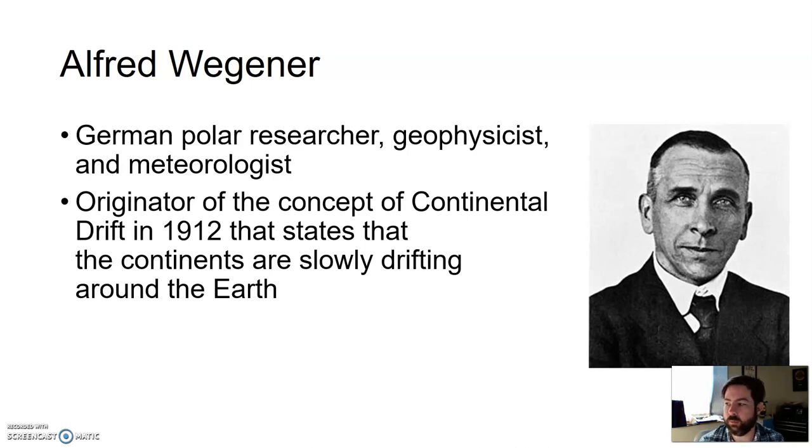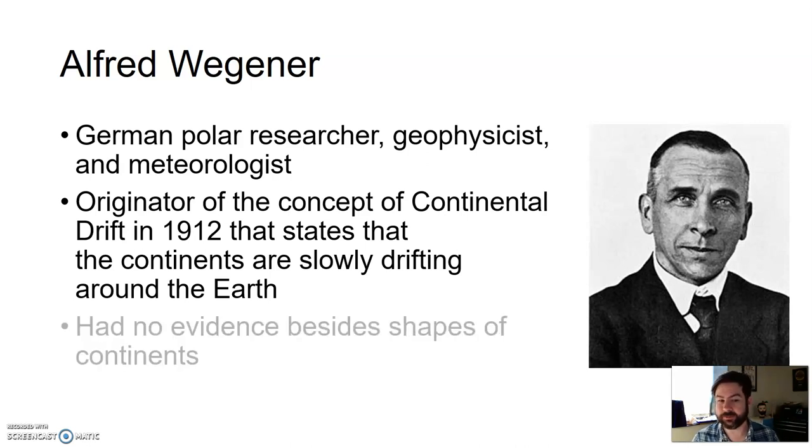Now, the thing with Alfred Wegener, though, if you remember back to Unit 1, he was kind of just flipping through some maps in a book, looked at the shapes of the continents, looks like they kind of matched up, cut them out, kind of moved them together, and was like, oh man, these kind of match up. So that was his notion. So this wasn't a theory at this point, this was just his concept. He had no evidence besides the shapes of the continents.